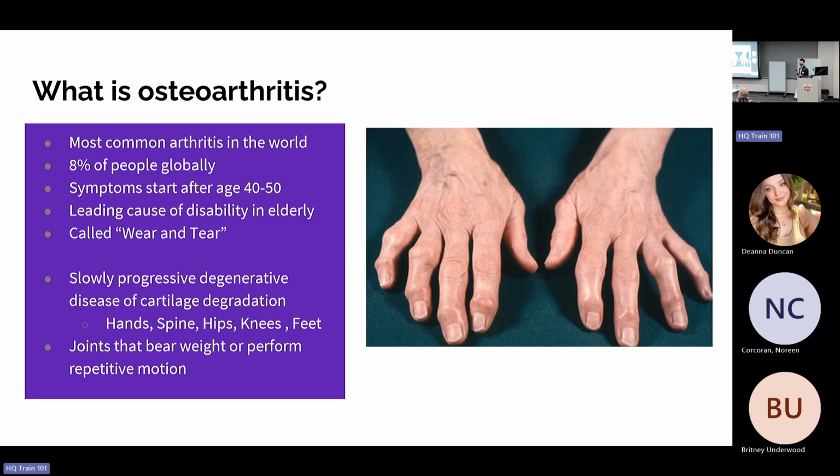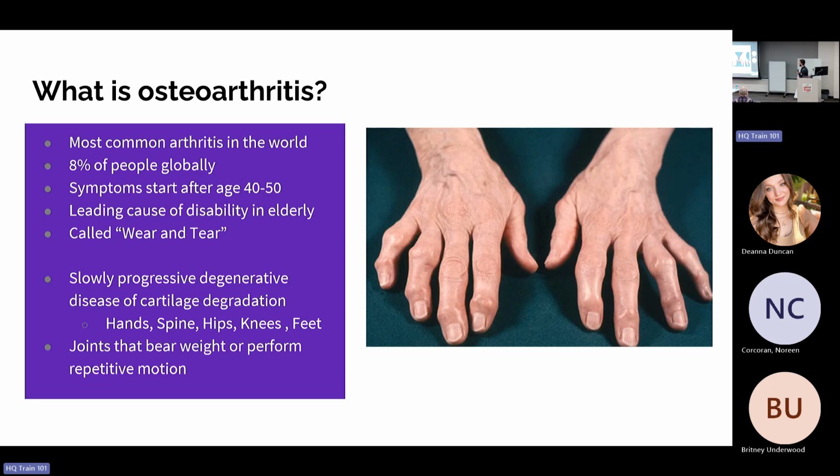And we commonly refer to OA as the wear and tear arthritis. It's a slowly progressive degenerative disease of cartilage in the joints, most commonly affecting hands, the spine, hips, knees, and feet, basically joints that bear weight or perform repetitive motion. So for instance, boxers are going to get hand arthritis, or lots of seamstresses commonly got arthritis in the hand that held the needle. Ballet dancers will get osteoarthritis in their ankles.